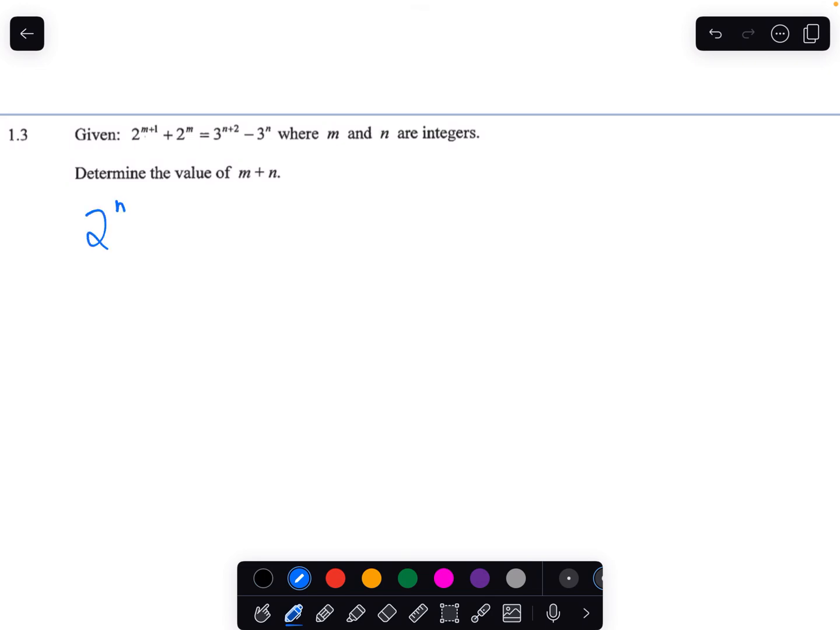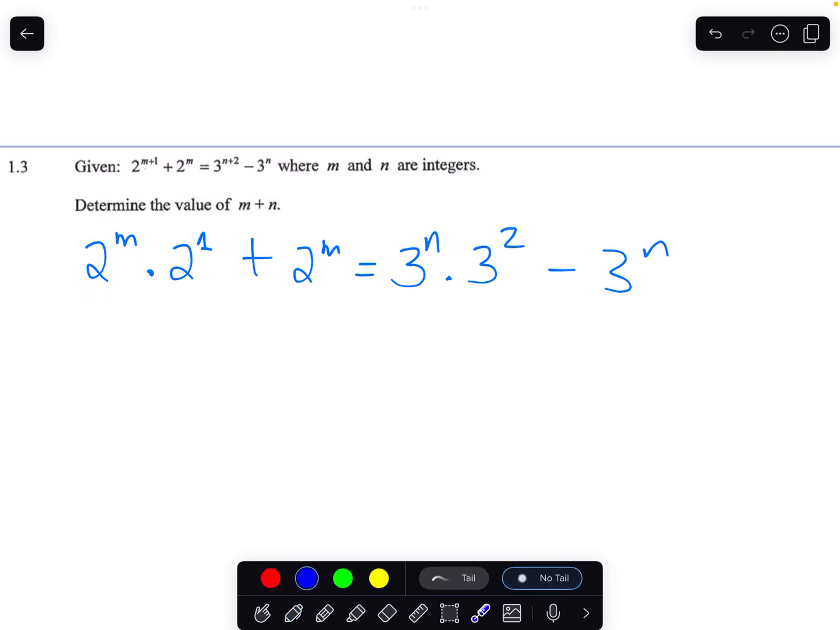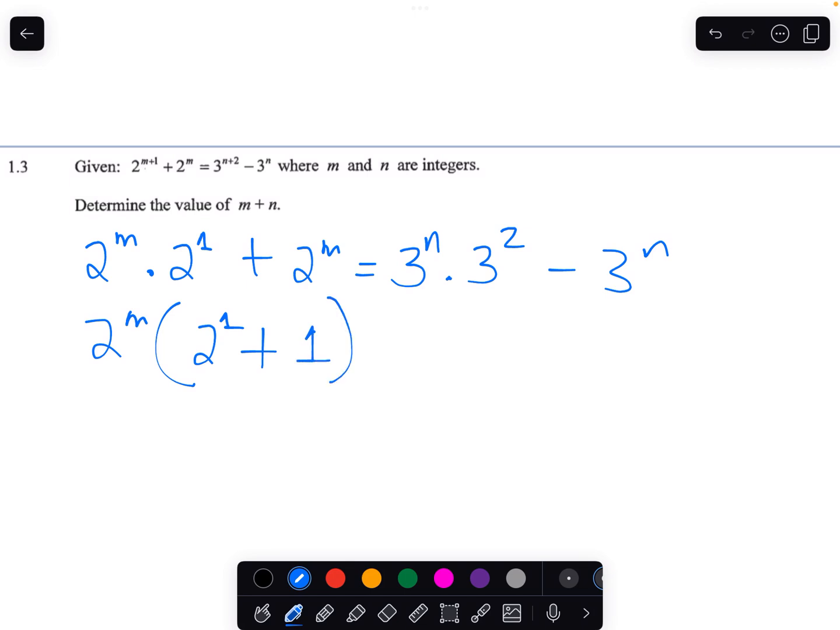So in order to do that, I'm just going to rewrite 2 to the m plus 1 as 2 to the m times 2 to the 1. Similarly on the other side, 3 to the n plus 2 is the same as 3 to the n times 3 to the 2. So now we can see that over here we have a common factor of 2 to the m. So we can factor that out. In the first term, I'll just be left with 2 to the 1. In the second term, I'll be left with 1.